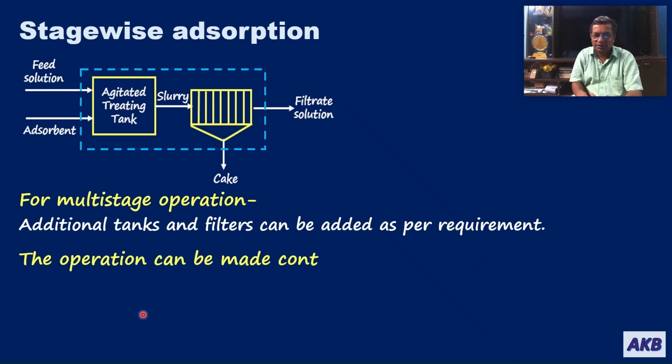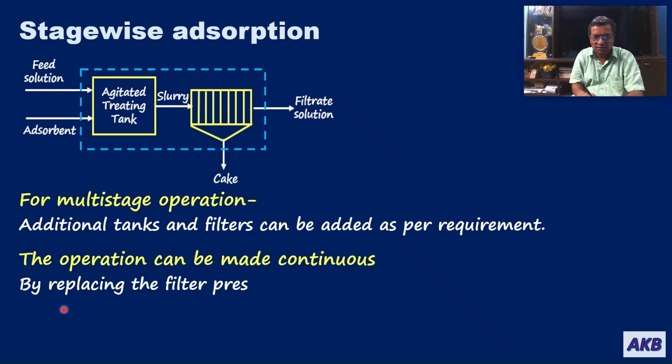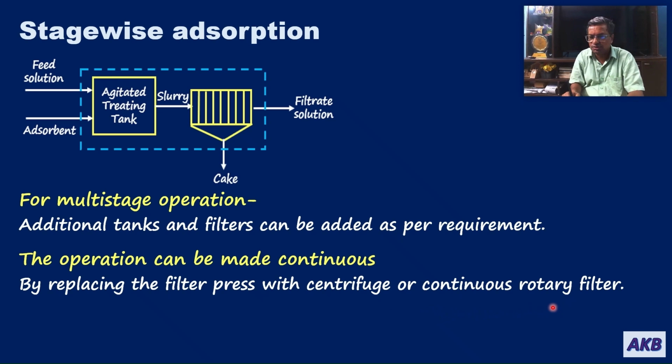The operation can be made continuous. This is a provision for doing it in a batch-wise manner, but you can make it continuous. How are you going to make that? One thing is you can replace the filter press with a centrifuge or a continuous rotary filter. So you simply replace this filter press with a centrifuge or with a continuous rotary filter. Then the operation can be made continuous, stage-wise continuous operation.